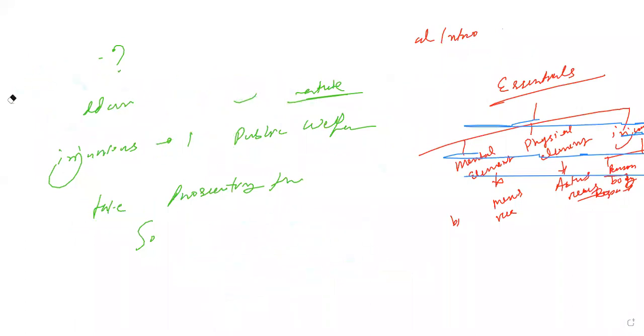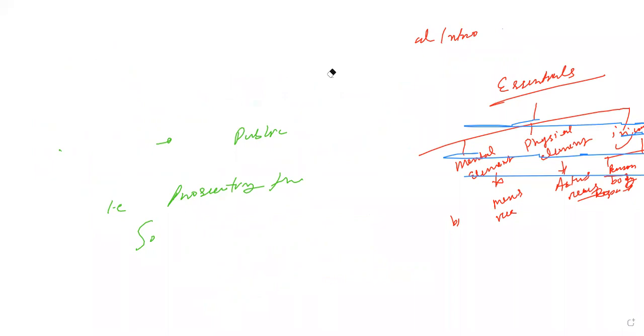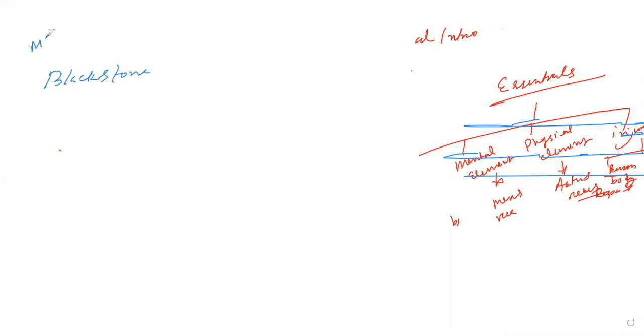Afterwards, according to Blackstone also. Blackstone's definition is very important because they may ask MCQs on Blackstone's definition. So I'm going to give you the definition provided by Blackstone. It's important from the point of view of MCQs. You'll be asked questions relating to this. So what did Blackstone state in his book, the Commentaries on the Laws of England?